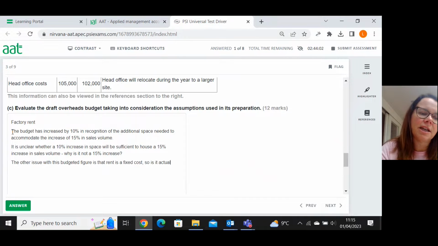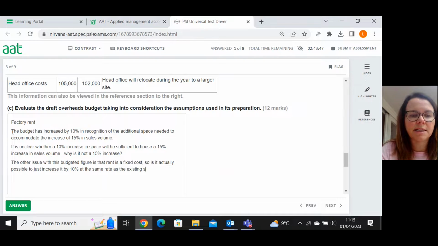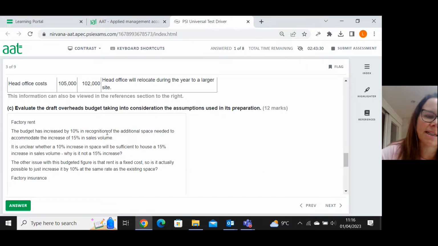So is it actually possible to just increase it by 10% at the same rate as the existing space? Right, so I would type it like that, then I would come on, and then the next one is factory insurance, and I would use headings like this in my answer, space out my comments so that the examiner can go, yes, a mark, a mark, a mark, really easily.